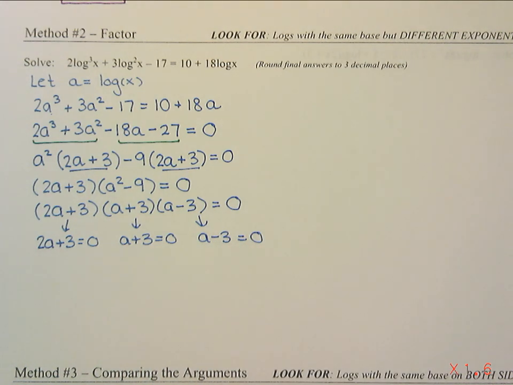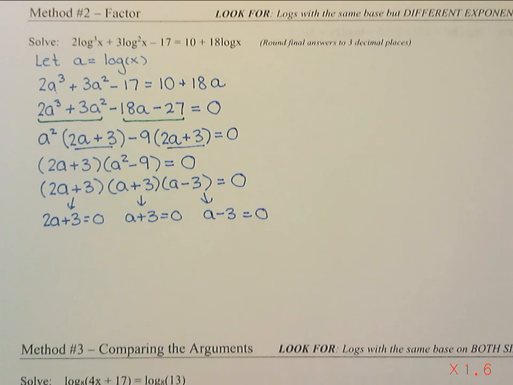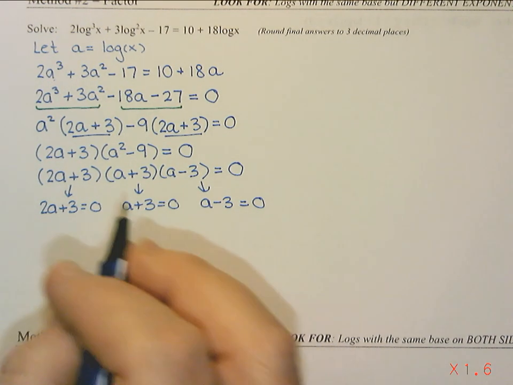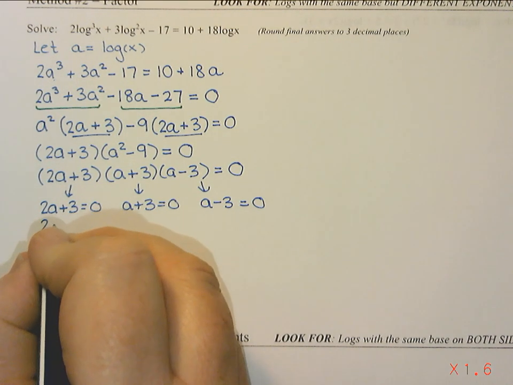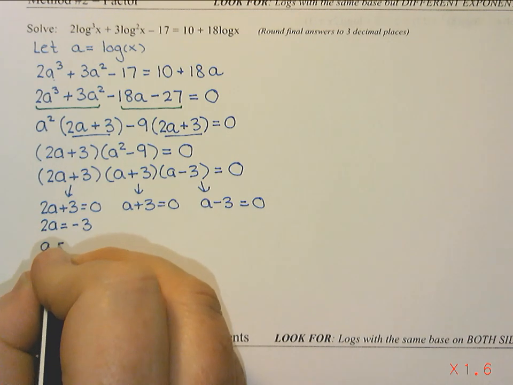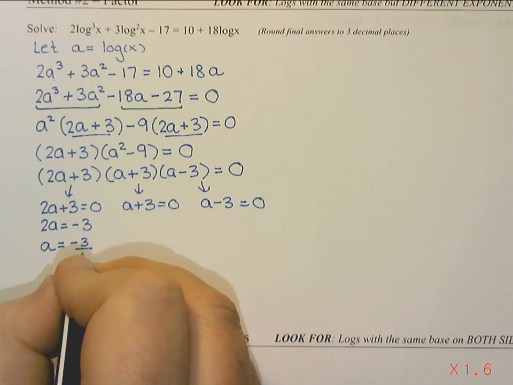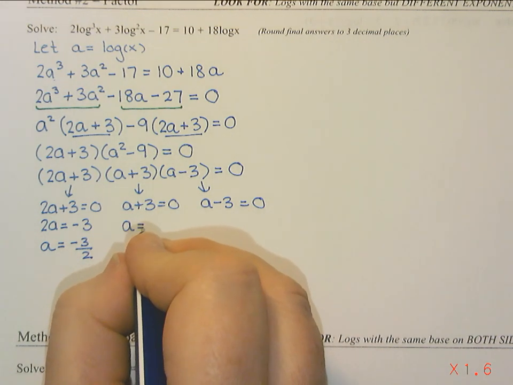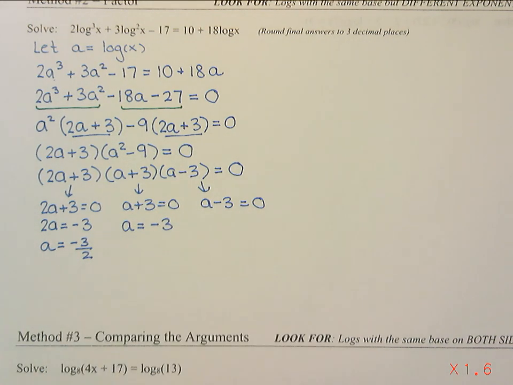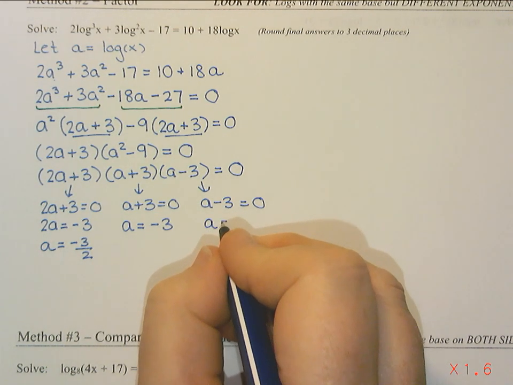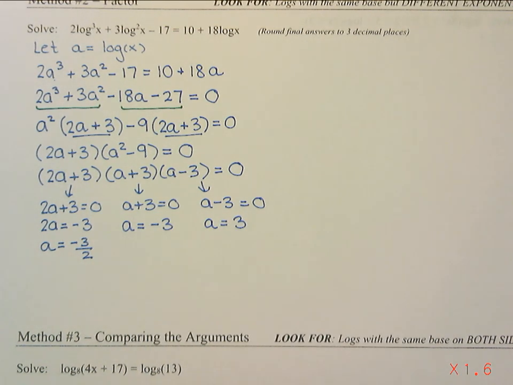Okay, if we take 2a plus 3 and we rearrange, I would subtract 3, so 2a equals negative 3, and then I would divide by 2 to get that a is negative 3 over 2. If I do a plus 3 equals 0, I would take that 3 to the other side and get negative 3. And then a minus 3 equals 0. I'm going to add 3 to both sides to get a equals positive 3.